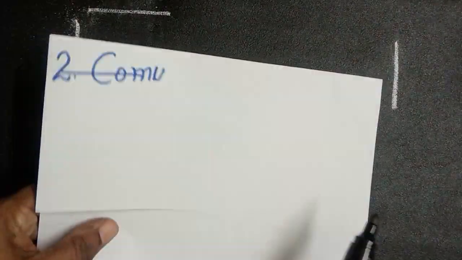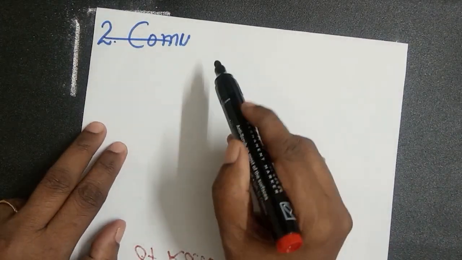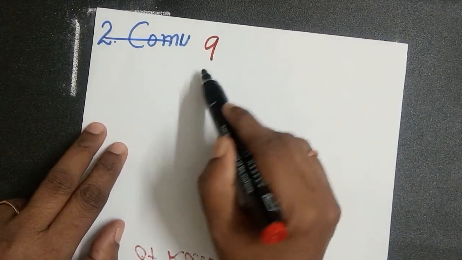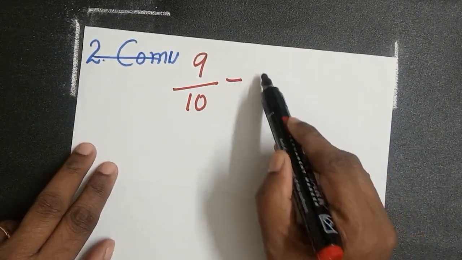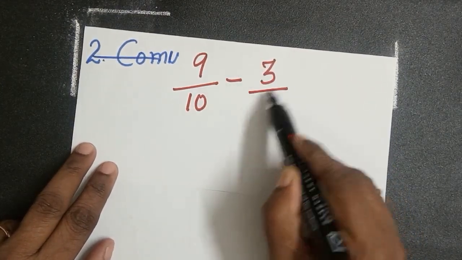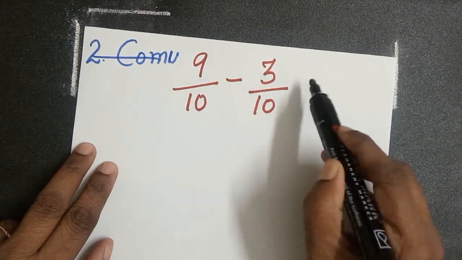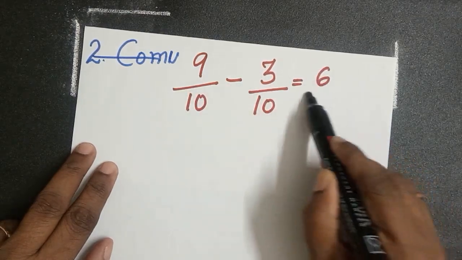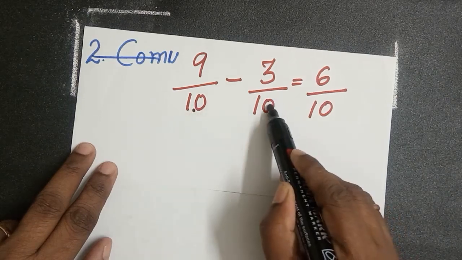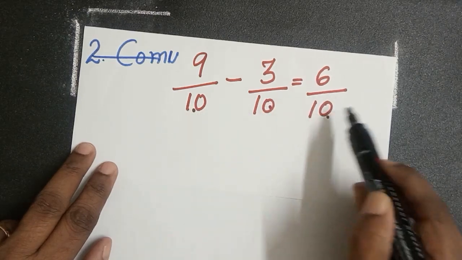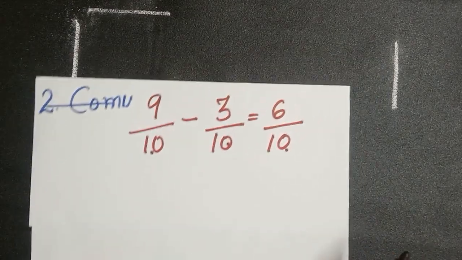Let us see one example. If you take an example, if you see 9 upon 10 minus 3 upon 10. What is 9 minus 3? 6. 6 upon 10. If these are rational numbers, this will be a rational number.